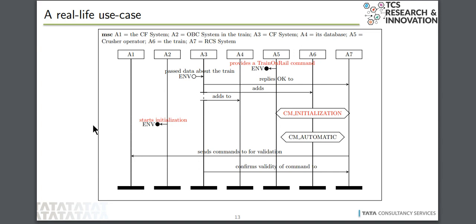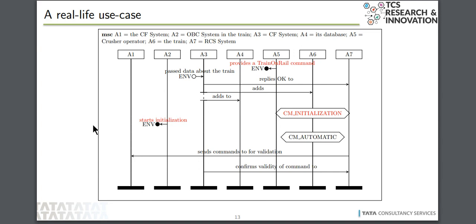If you see here, the first message, which is A5, the crusher operator provides a train on rail command. But there is really no receiver for that, and hence a dummy receiver, environment, is added here. But we would always like to present this to the requirement analyst, indicating a gap in this use case statement, which says: where should this train on rail command actually reach?